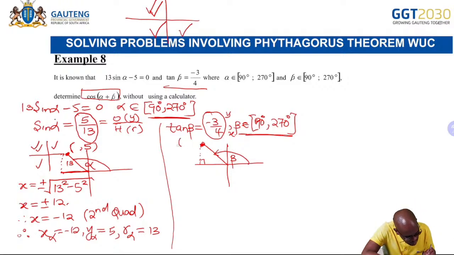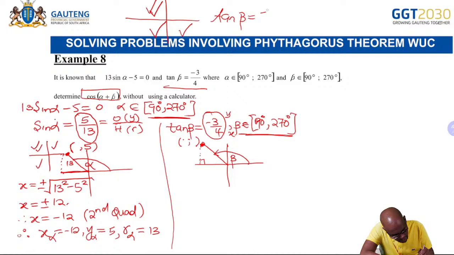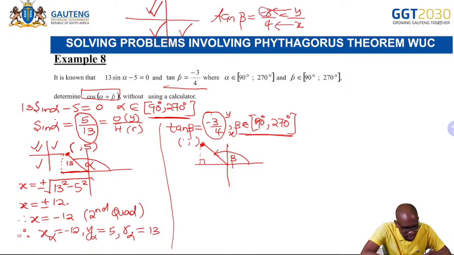So we now know that y is given by what? 4, or no, y is 3. Let me check it again. Tan of beta, I just want to write it here so that we can clearly see it: negative 3 over 4. We know tan is opposite over adjacent, opposite is y over the adjacent, x, which means that we associate x with 4 and y with 3. The only trick is now the negative.